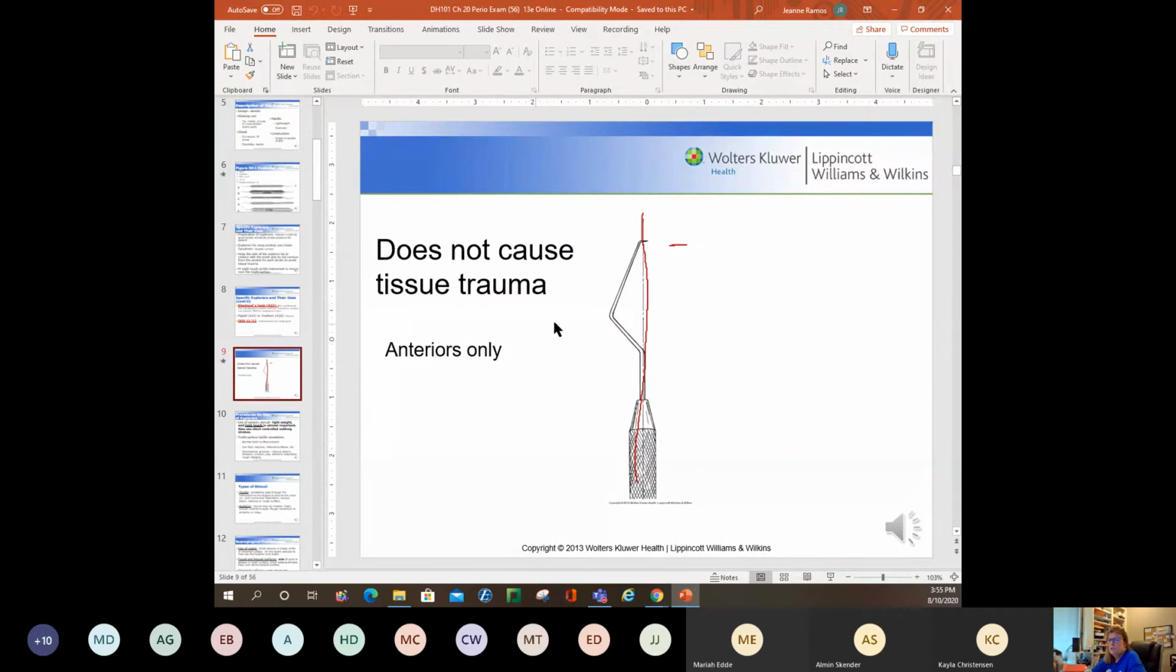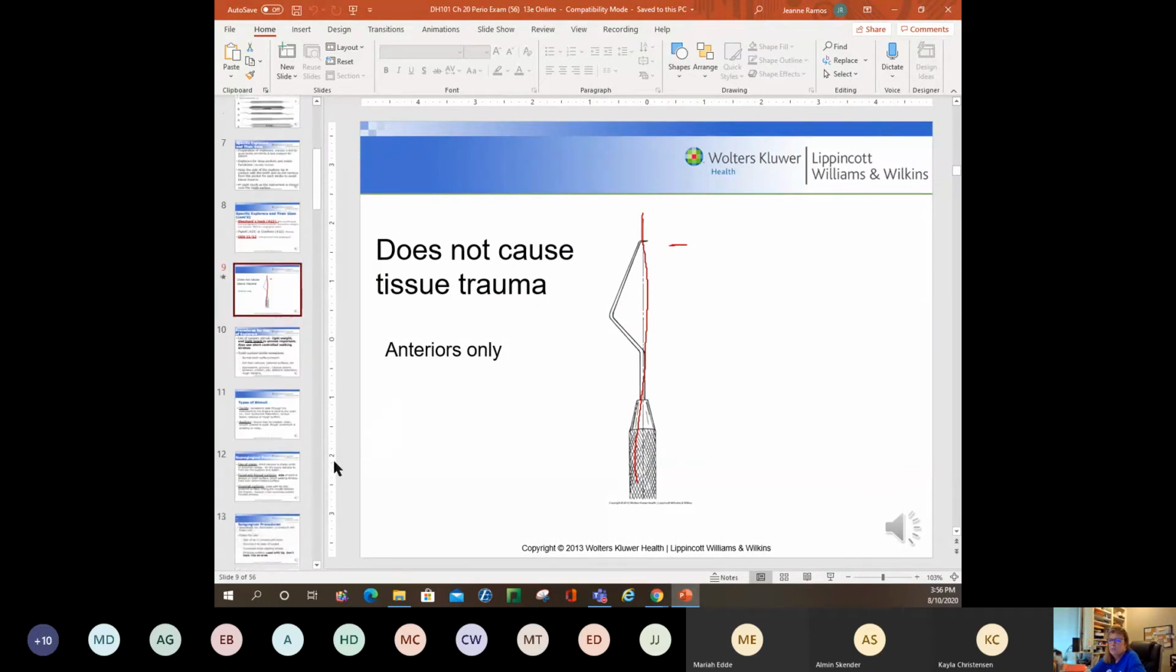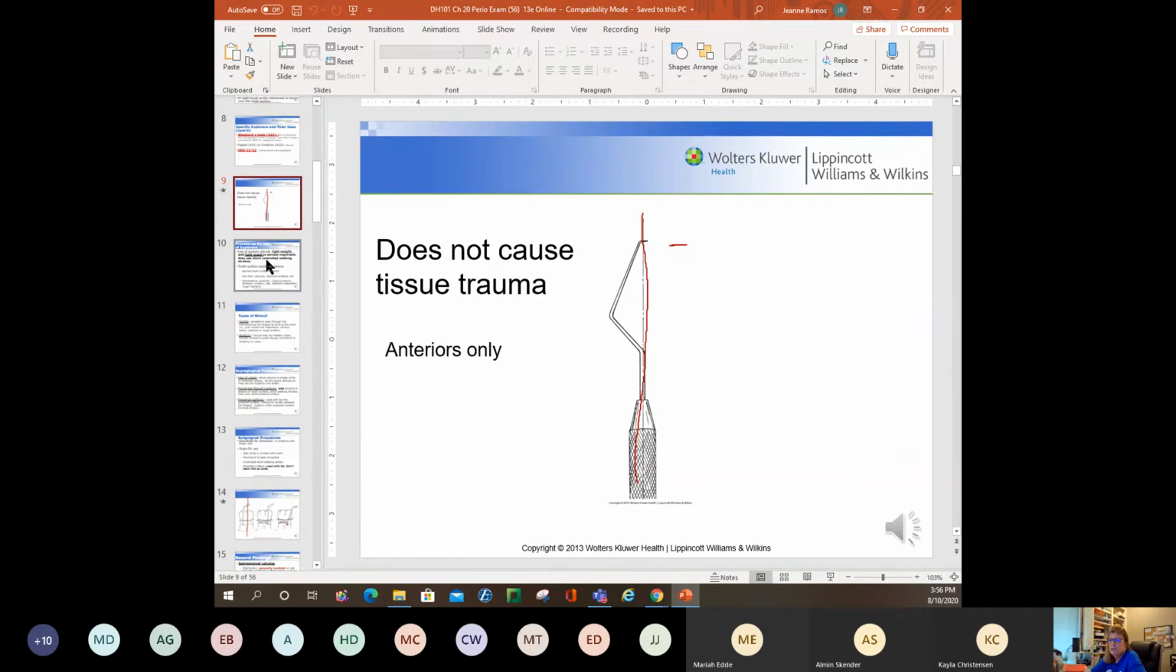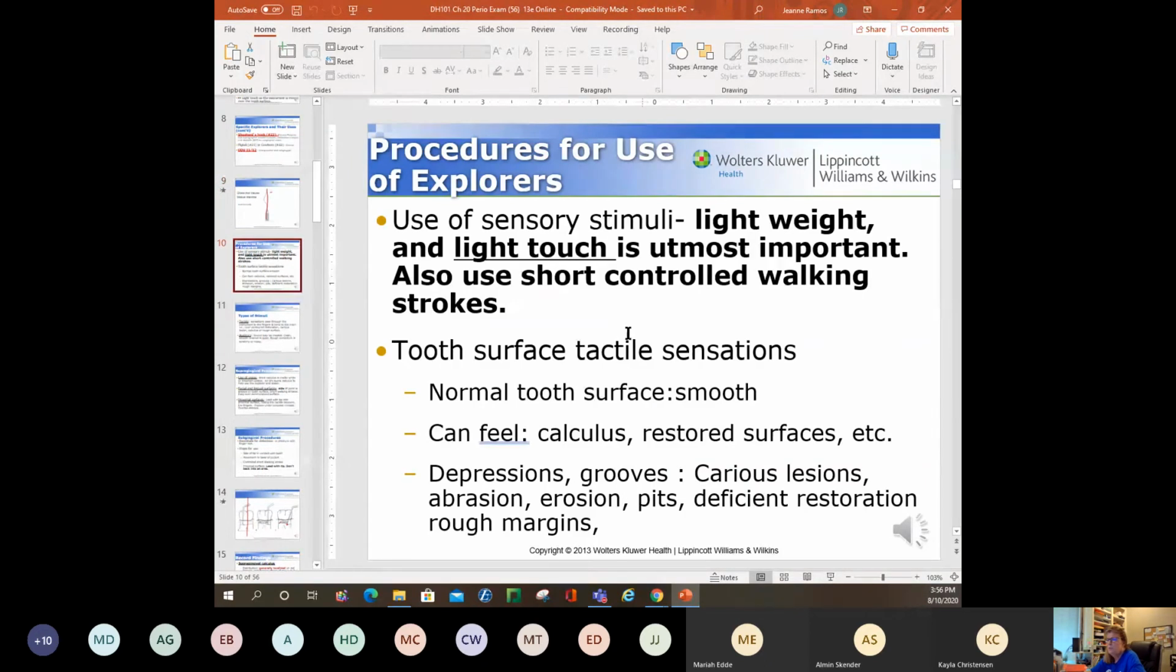So this was for anteriors also. I'm not going to spend time on this because you don't even have it, but that was for anteriors also. It's kind of a wicked looking instrument. So you want lightweight; light touch is of utmost importance. Always use short controlled walking strokes underneath the tissues, underneath the gums.